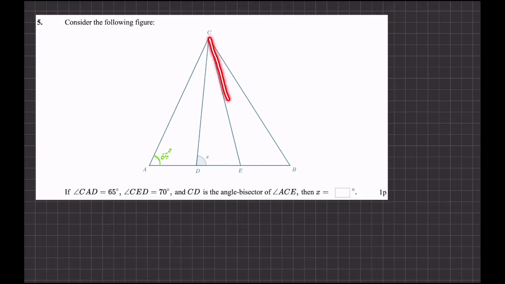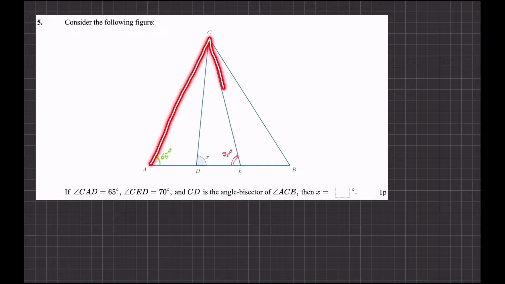So CED. Oh, sorry. CED, it doesn't matter, of course. This angle is 70 degrees, so let me also write it there. So this angle is 70 degrees. So let me put double dash here. Okay, and then CD, in the problem, this is mentioned, CD is the angle bisector of angle ACE.